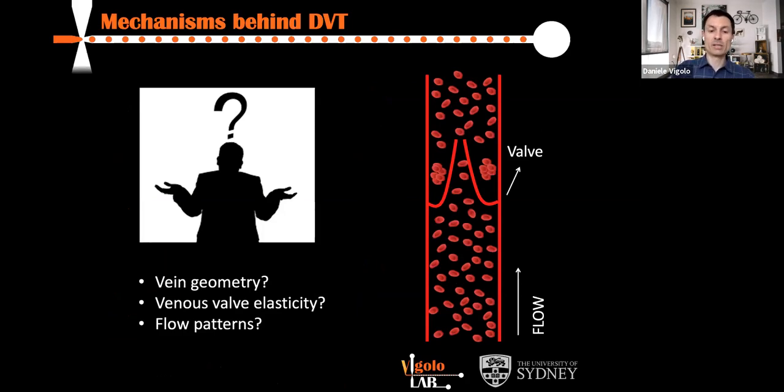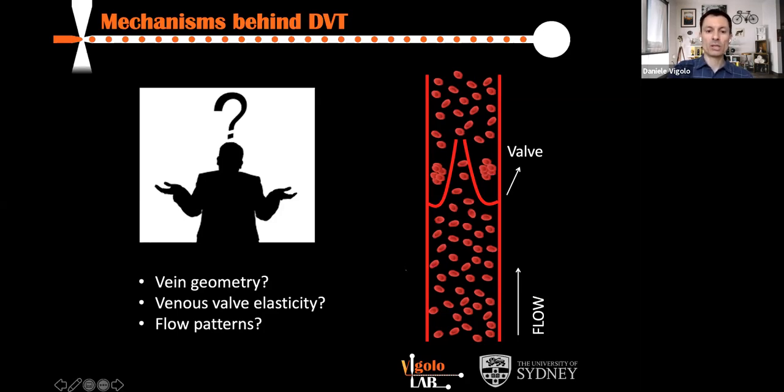For example, basically all the characteristics of the vein or the valve and the flow pattern, we know they are important, but it's not very clear how they actually affect the formation of thrombus. And I think this is crucial if we want to understand better the disease, but also if we want to try to prevent the disease. Understanding the mechanism behind this is crucial. So for this, we have to answer a few questions.